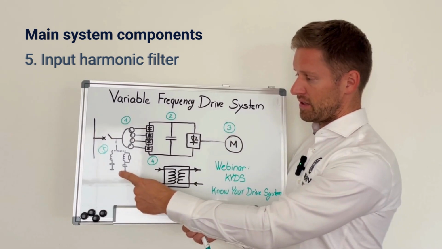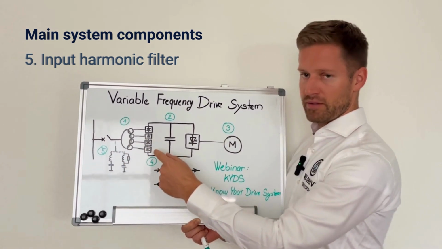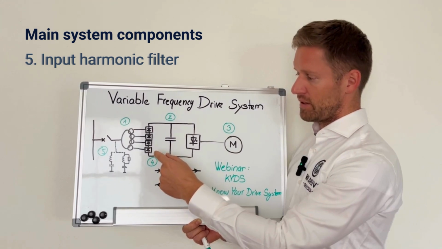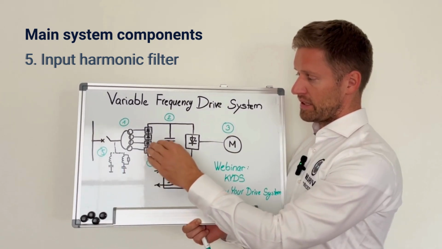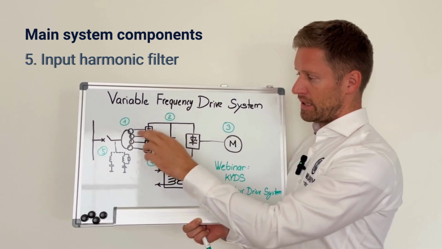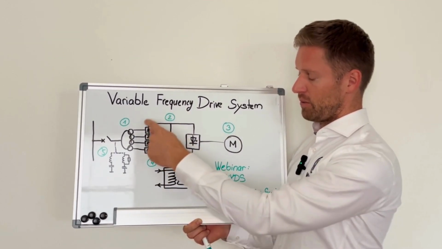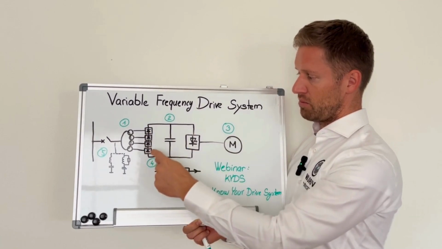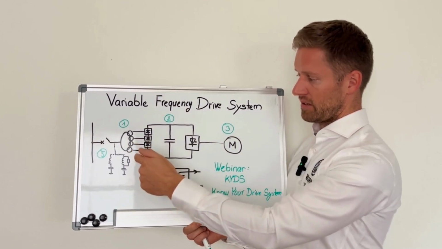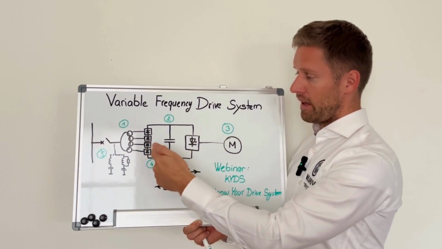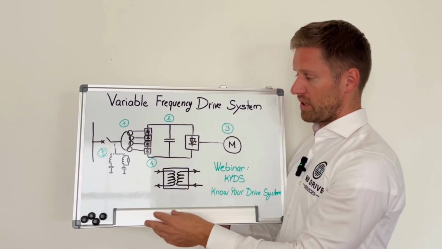Number 5 is input harmonic filter. It is shown with a dashed line. That's because most of the modern medium voltage VFDs do not require a harmonic filter, because they already minimize the harmonics on their own level. So by the topology of the VFD, like using a multi-pulse rectifier in combination with the multi-winding phase shifting transformer, or using active front-end VFD with suitable modulation to eliminate those harmonics.